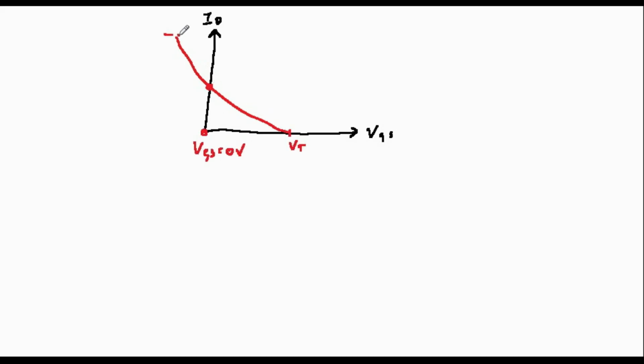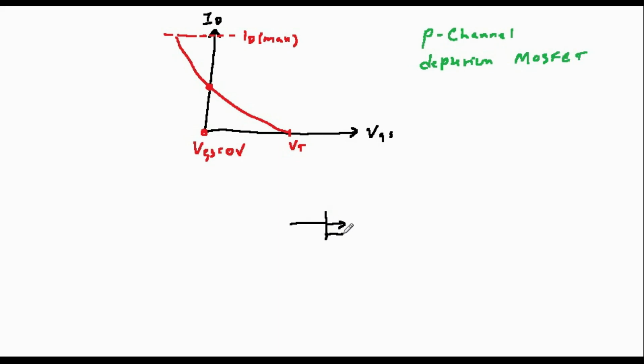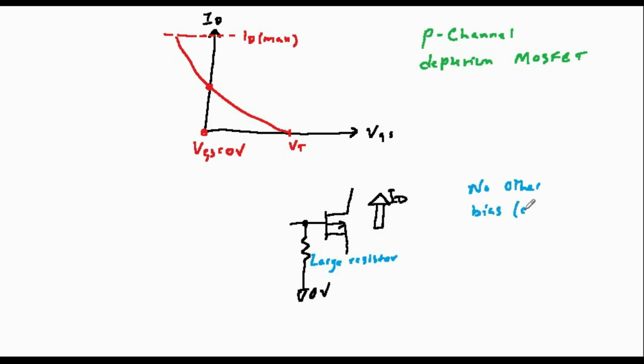Finally, we should note that some FETs don't need complex biasing at all. Take the p-channel depletion MOSFET. This has a characteristic graph shown on the screen. We can see here that a current flows even when VGS is equal to 0. So we don't have to do anything at all to bias a transistor and generate a current, except to tie the gate to 0 volts with a large resistor as shown on the screen.